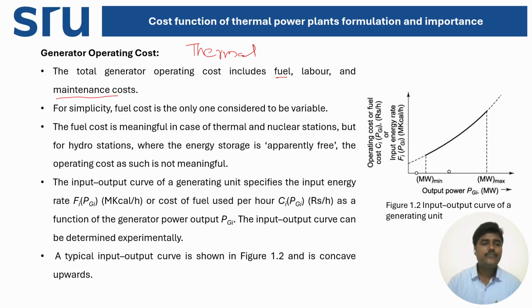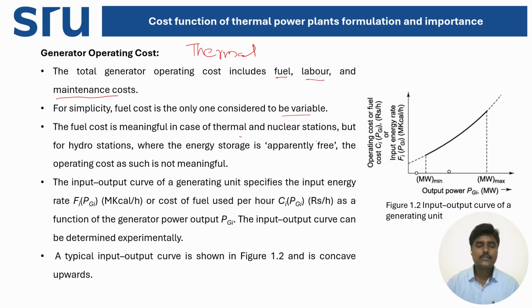For simplicity, fuel cost is the only one considered as variable. Out of fuel cost, labor cost and maintenance cost, in most cases the labor cost is fixed and the maintenance cost is also fixed. The only variable cost is our coal cost, because whenever we want to change the power output, we have to supply a variable amount of coal. Either you have to increase the coal input or decrease it, which causes the fuel cost to be variable.